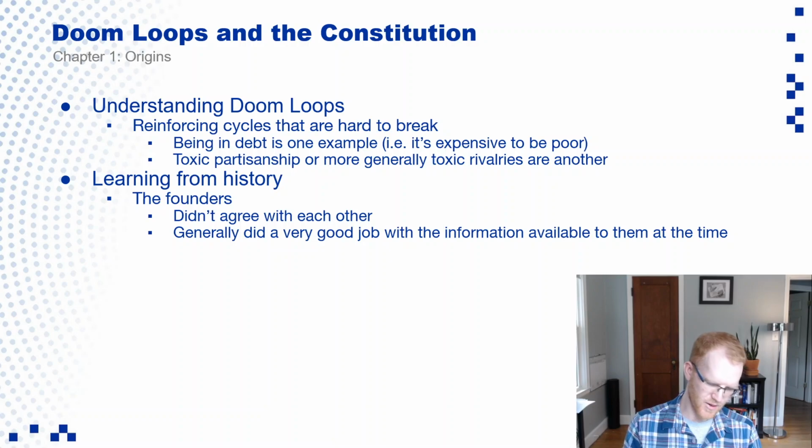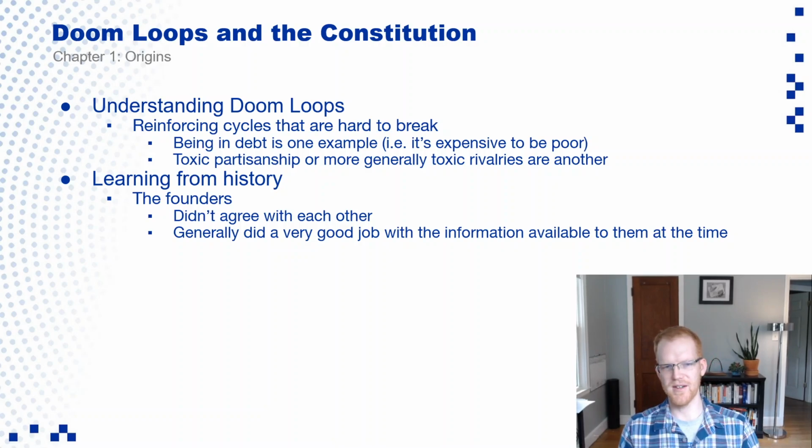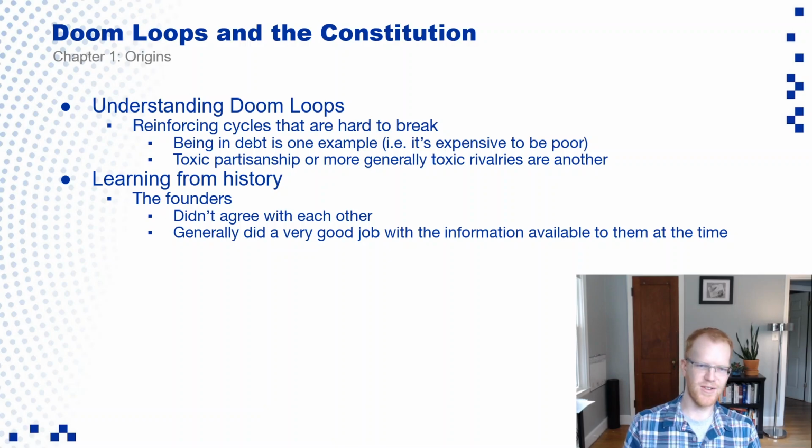The other thing I want to talk about with chapter 1 is learning from history. So the founders did not agree with each other. I'll be upfront, one of my pet peeves is whenever anyone says the founders thought X or Y or Z or whatever. You can say that certain documents said things or that certain founders wrote certain things, but there's no cohesive group called the founders that had a unified point of view about how politics and political institutions should work in the United States. They were constantly arguing with each other.